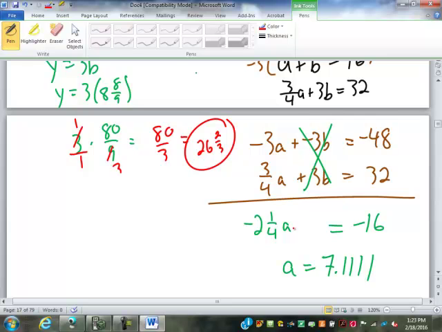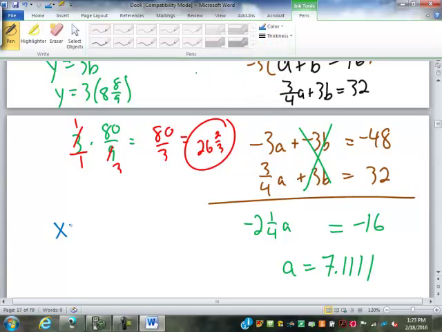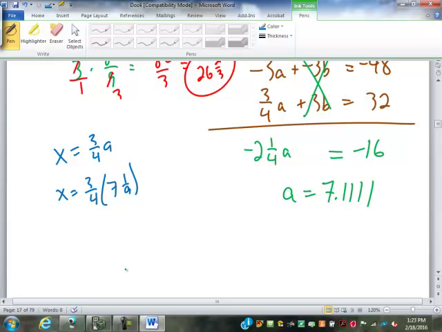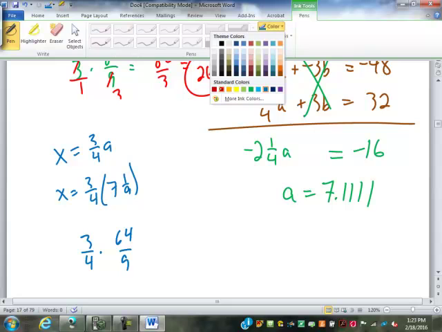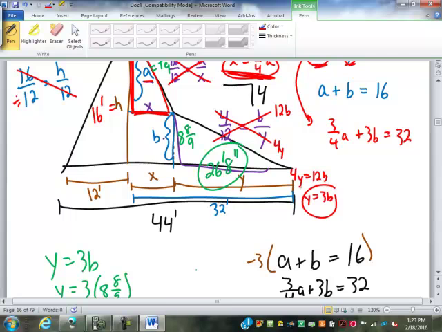Do you need to slow down a bit? x is equal to 3/4 a, and a is 7 1/9. So x equals 3/4 times 7 1/9. So that's 3/4 times 64 over 9. 3 and 9 make 1 and 3. 4 and 64 make 1 and 16. So that's 16 over 3, or 5 1/3. So that's 5'4". And yes, that does add up to 32 feet.